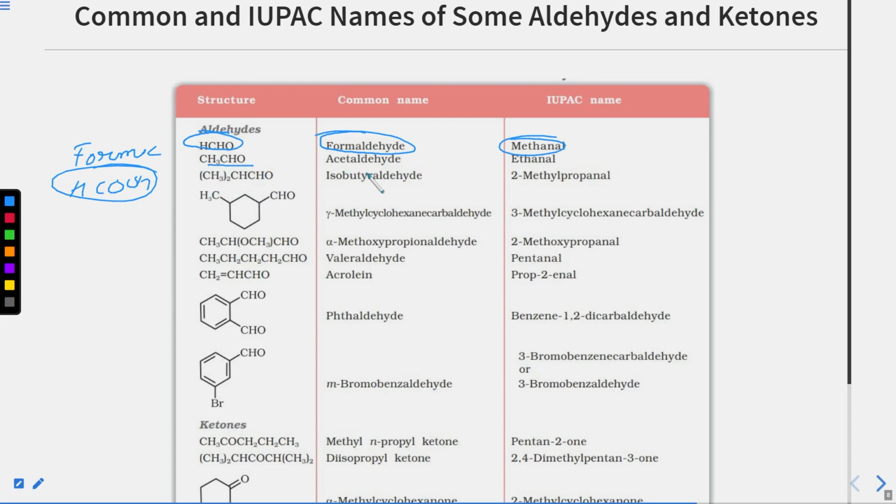It is named as acetaldehyde. So this acet, that is ACET, is derived from the vinegar name, that is acetic acid, which has the CH3CO group. So if anything is containing the CH3CO group, then we name this group as acet, ACET. Then we have the aldehyde, so acetaldehyde, and its IUPAC name is very obvious. It is ethanal. Then we have this thing. It is named as isobutyraldehyde.